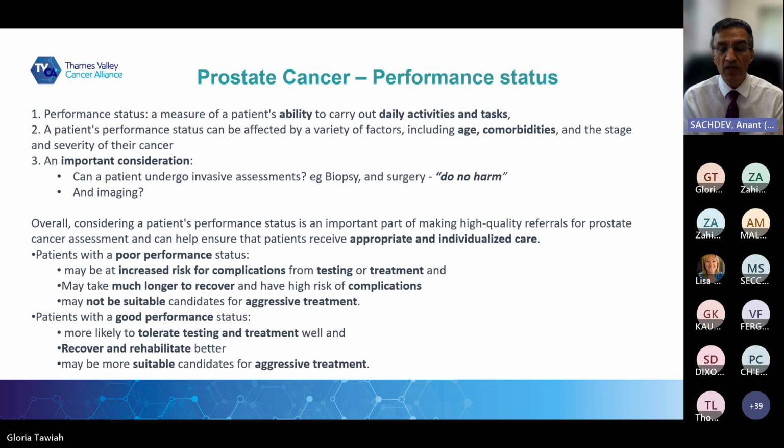So, patients may not be able to go through prolonged anesthetics when they have the robotic surgery, for example. Conversely, patients with a good performance status are more likely to tolerate the testing and treatment, as well as recover and rehabilitate better, and of course have a further aggressive treatment. So performance status is really important in this group of patients.